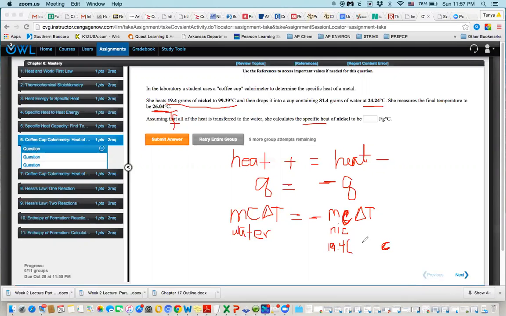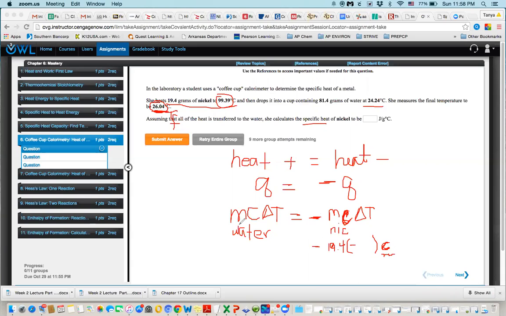And change in temperature, it's final minus initial. So the final temperature of the nickel is 26.04. The initial temperature of the nickel is 99.39. So you're going to end up with a negative value right here. Well, watch this. You also have a negative value here. So whenever you have a negative times a negative, your specific heat will not be negative. It'll end up being positive.